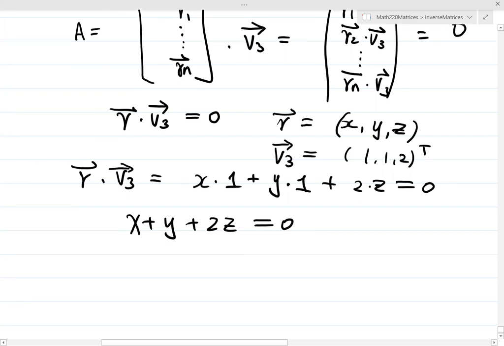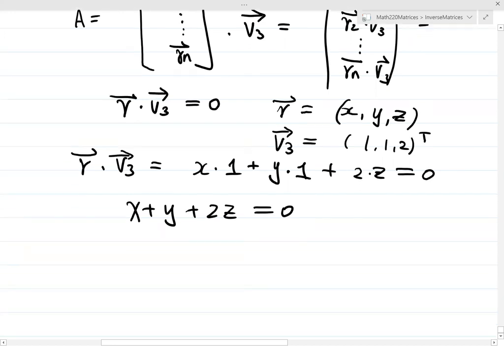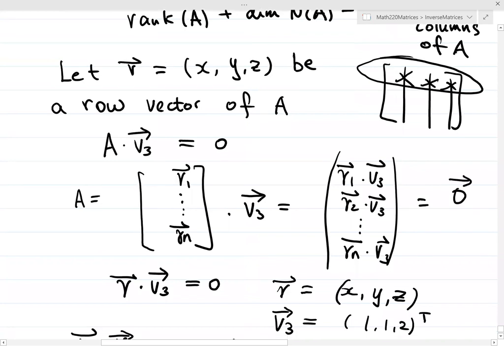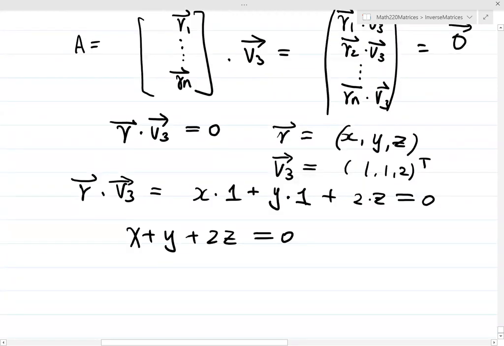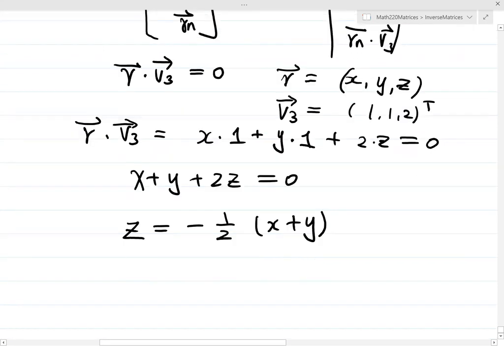Okay, remember the rank of A. Rank A is 2. So we have 2 free variables. We can choose X and Y as free variables, and Z is then determined by X plus Y.